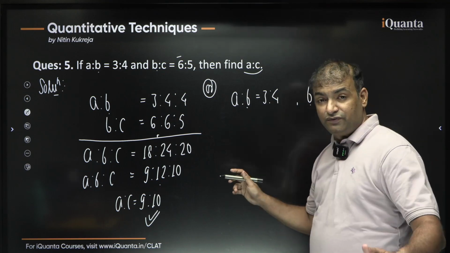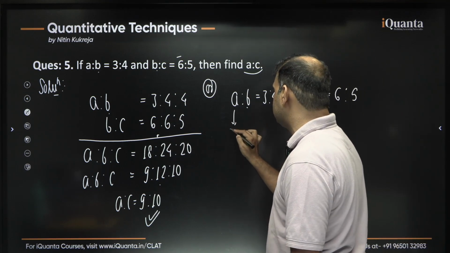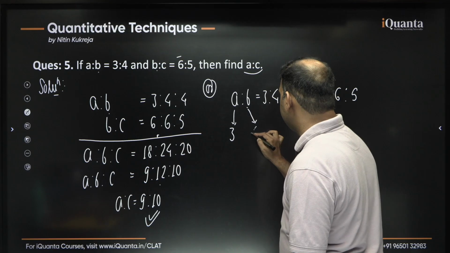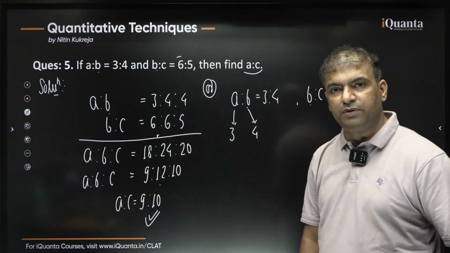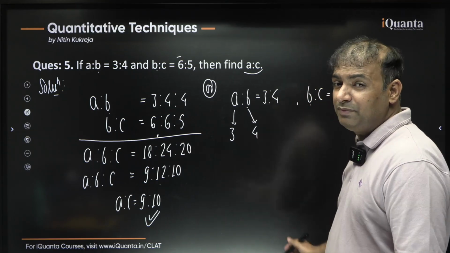The ratio is 3 is to 4, right? So we can say, if A is 3, then B is 4, okay? I'm not saying that A is 3 and B is 4. I'm saying if A is 3, then B is 4, right?